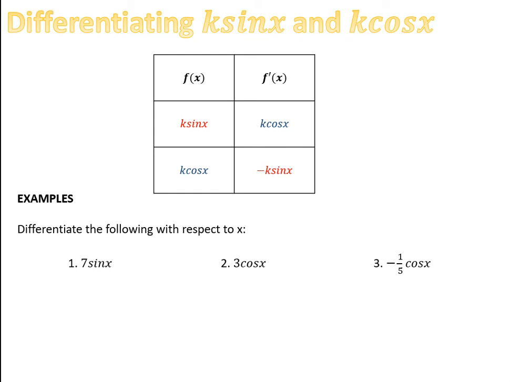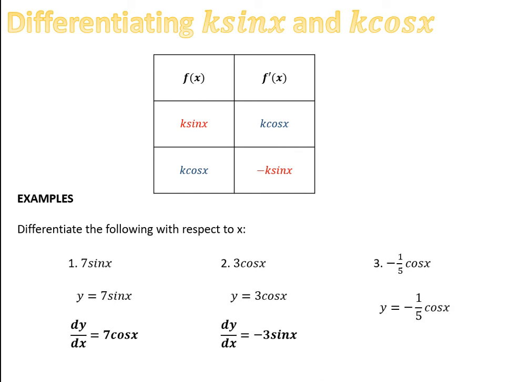Examples: differentiate the following with respect to x. We're saying y equals 7 sine x for the first one, in which case, using the table, the derivative of sine x is cos x. It's as simple as that. dy by dx is 7 cos x. The only difficulty comes when we're differentiating cos x, but it's virtually the same. y equals 3 cos x, the derivative will be minus 3 sine x. Just be careful if you've got negatives. What if y equals minus a fifth cos x, then the derivative would be minus a fifth times minus sine x, which is obviously just positive a fifth sine x. It is literally as simple as that. You've just got to know to use the table that's in your formula sheet.